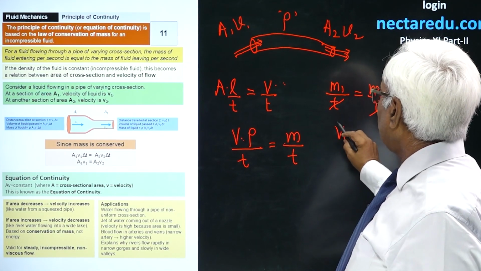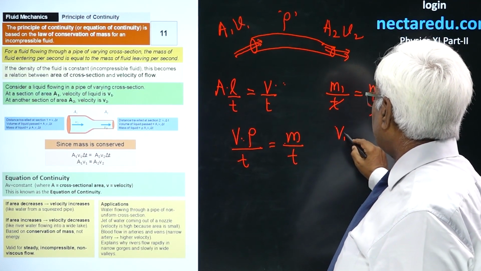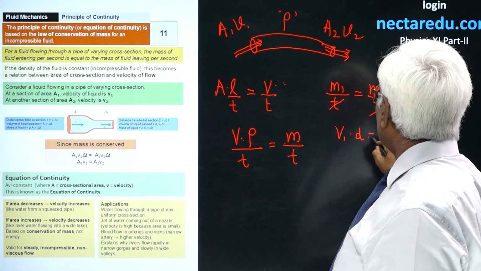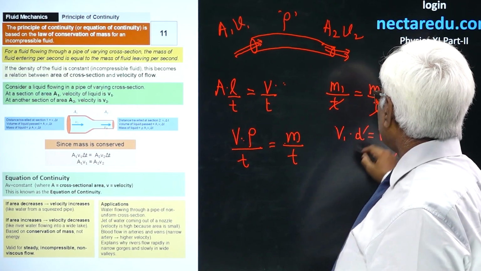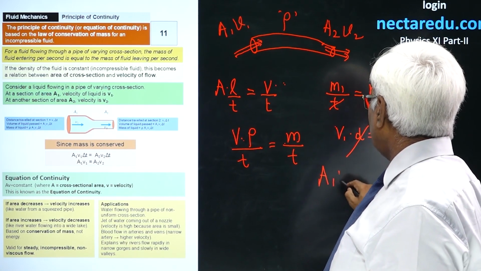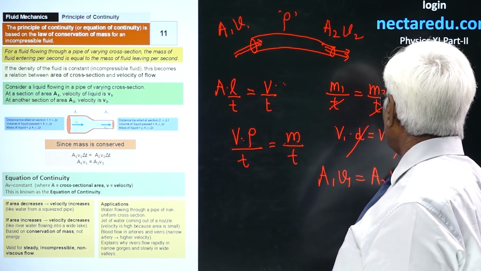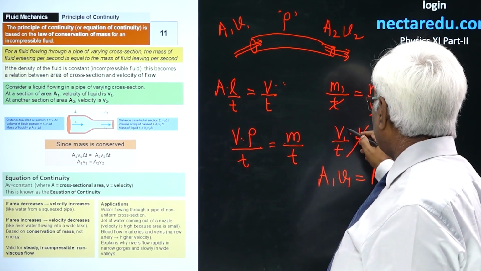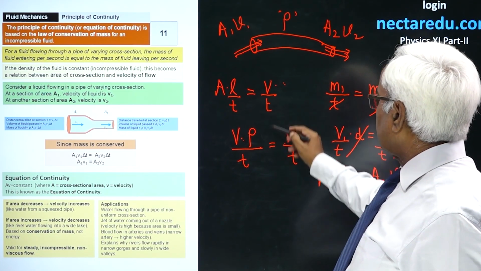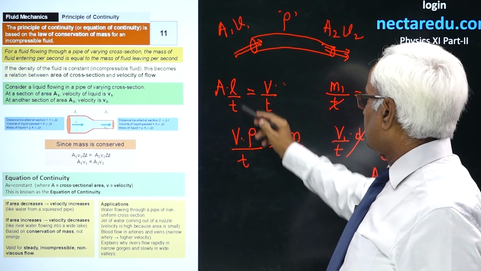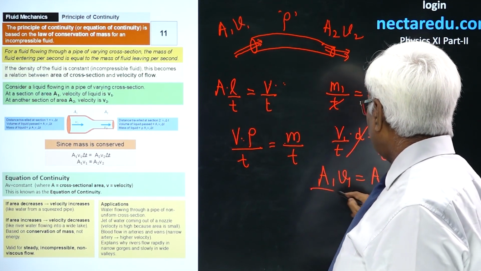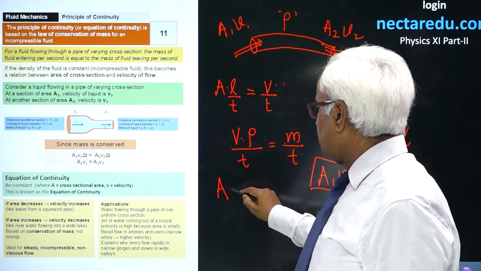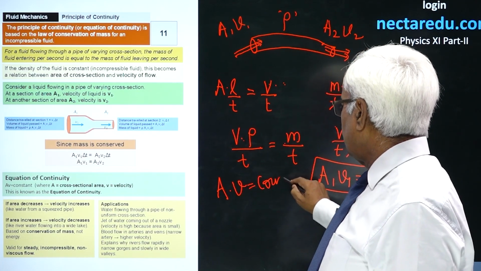m1, that is V, in place of V you could write A1. So V1 d or rho equals V2 d or rho, this will be cancelled and it becomes A1 V1 equals A2 V2. This rate will also continue, and V1 upon t is equal to, here I have written V1 upon t, this is A into velocity. So A1 V1 equals A2 V2. This is the law of continuity. It could be summarized as A into V is constant.